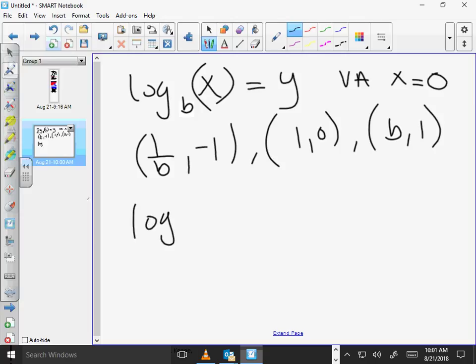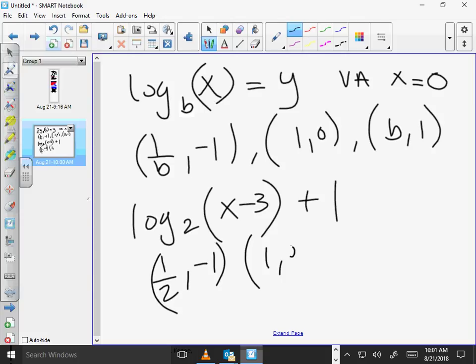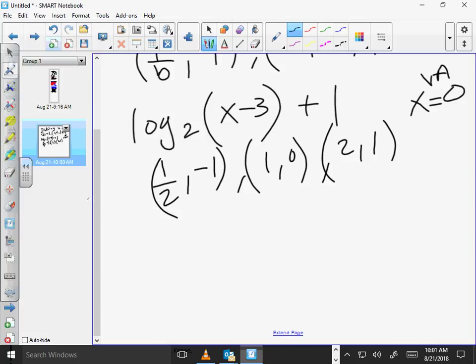So if I have log base 2 of x minus 3 plus 1, does that 2 do anything? Julian? B is the base. And so the only thing it does is plug in for my b's: 1/2, -1, 1, 0, 2, 1. Great. And then how do I carry out these transformations? Add 3 to all the x's, including x equals 0. So I'll add 3 to the x's.